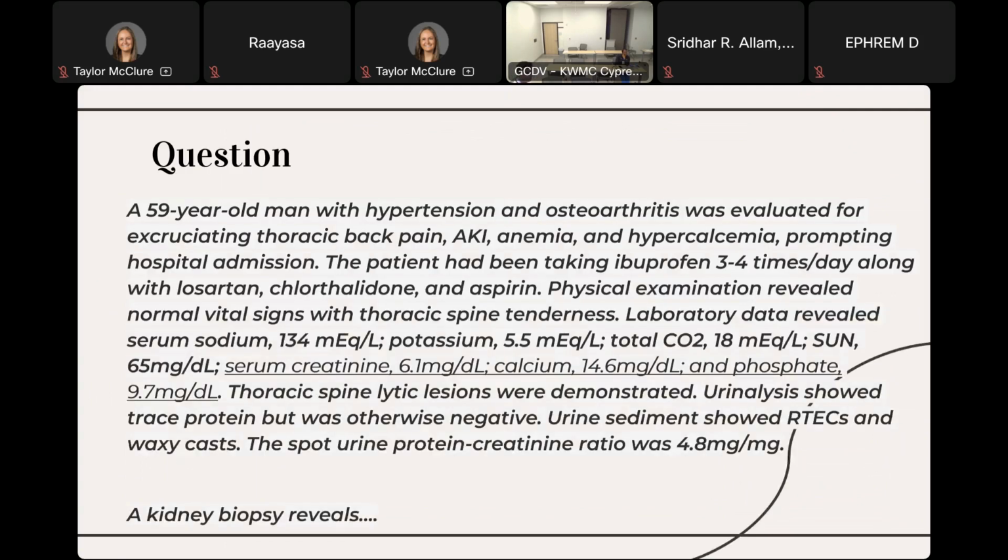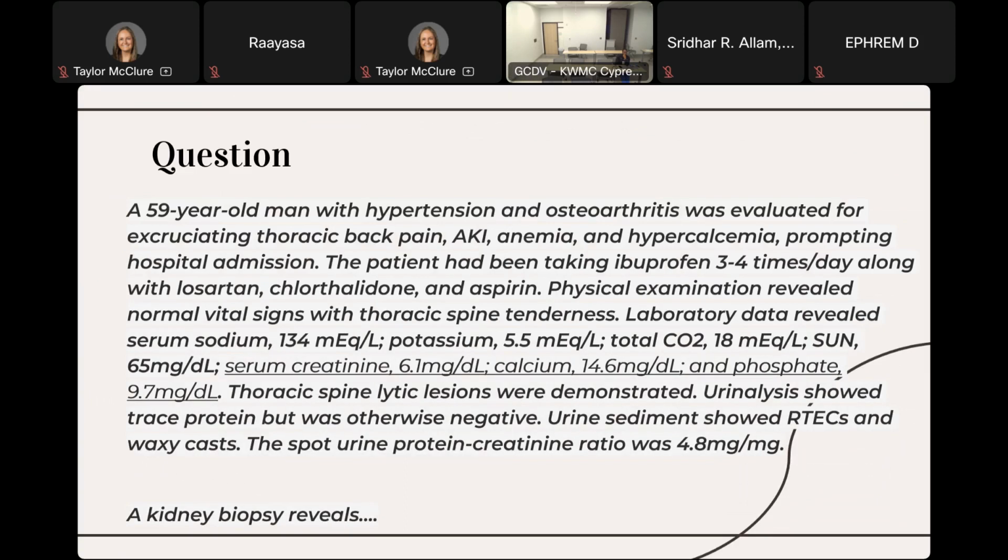Okay. A 59-year-old man with hypertension and osteoarthritis was evaluated for excruciating back pain, AKI, anemia, and hypercalcemia. The patient has been taking ibuprofen 3 to 4 times per day, along with losartan, hydrochlorothiazide, and aspirin. Examination reveals normal vital signs. Of course, he has spine tenderness. Sodium 134, potassium 5.5, bicarbonate is 18, BUN is 65, creatinine is 6.1, his calcium is 14.6, and his phosphorus is extremely elevated at 9.7.